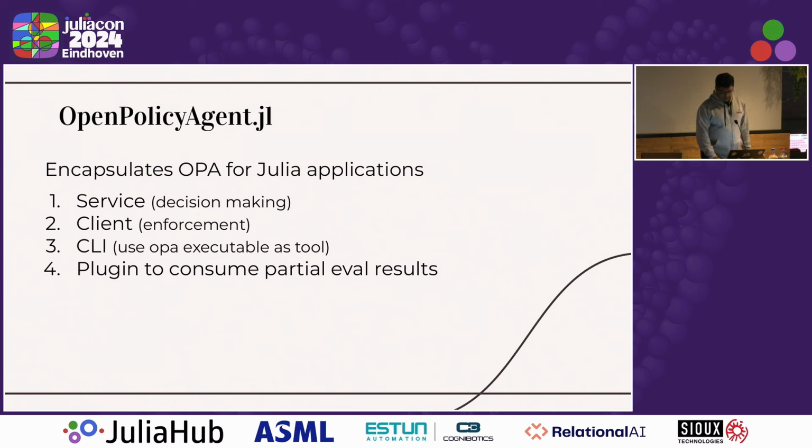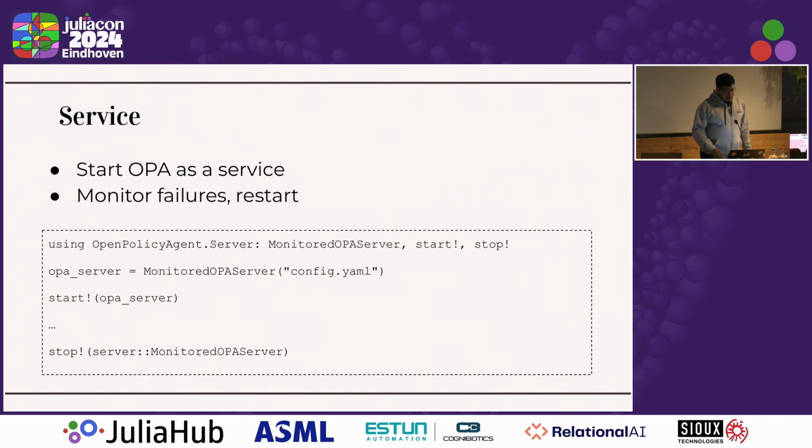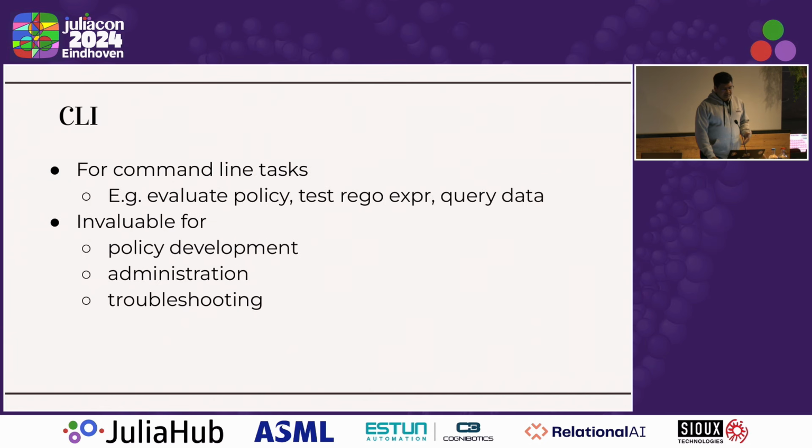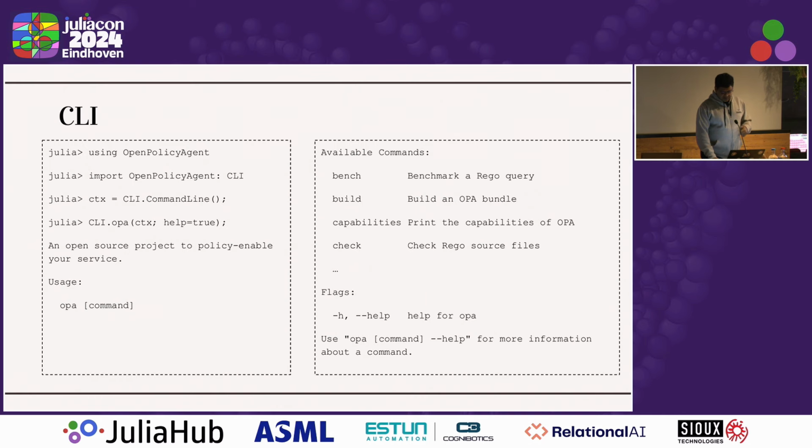The service module helps in starting OPA as a service. It monitors failures and restarts and keeps it running. The client is essentially an OpenAPI or REST client, which we can use at different enforcement points in our application. The CLI, as I mentioned, wraps the OPA command line, and all the command line commands are now available as Julia methods. That's an example of how we can use it.